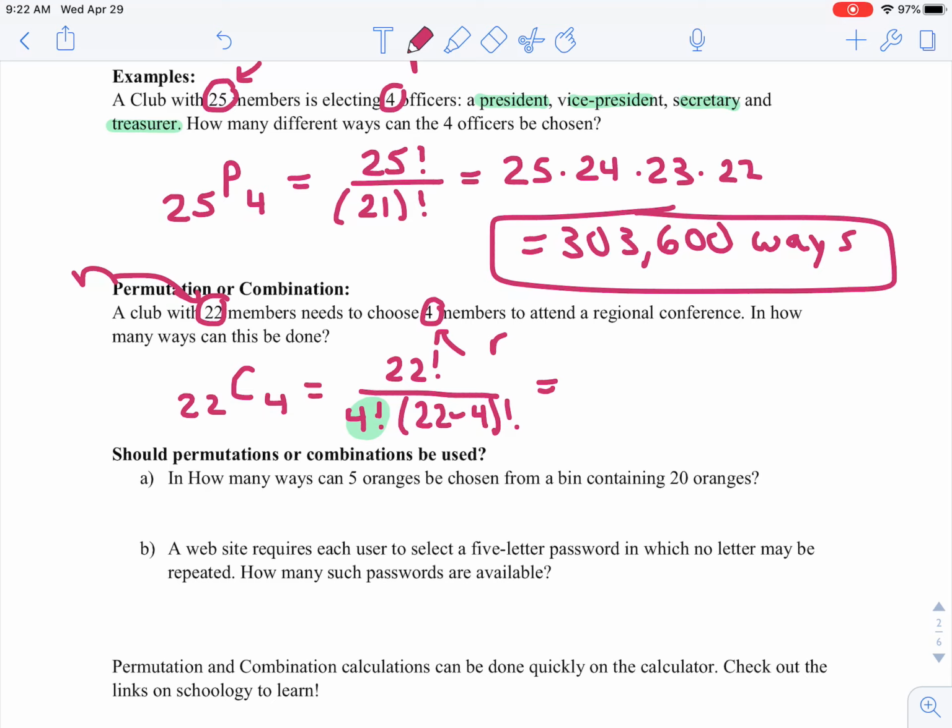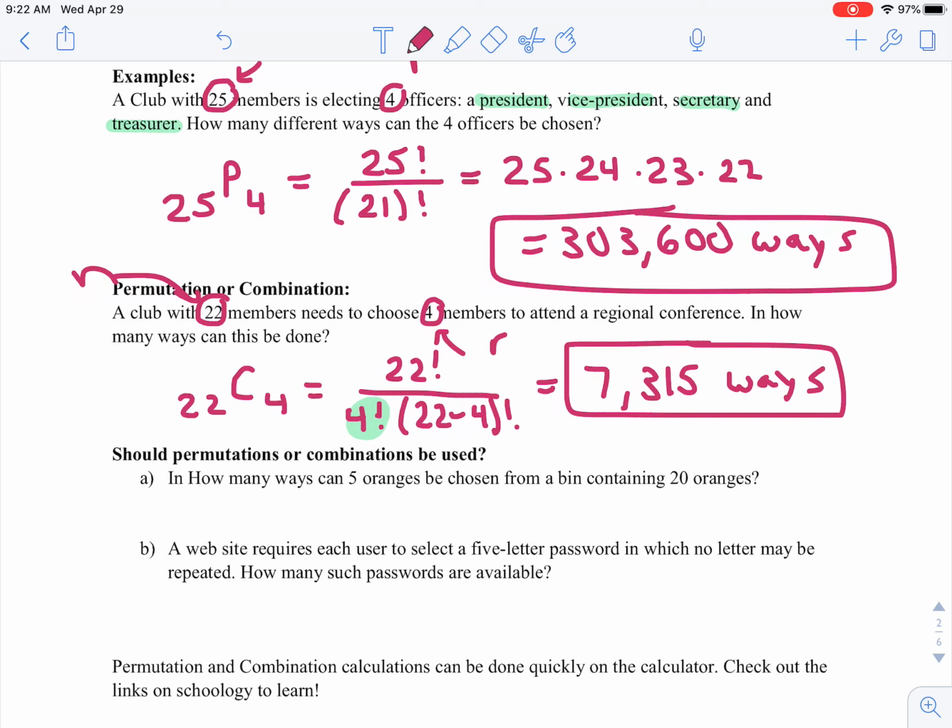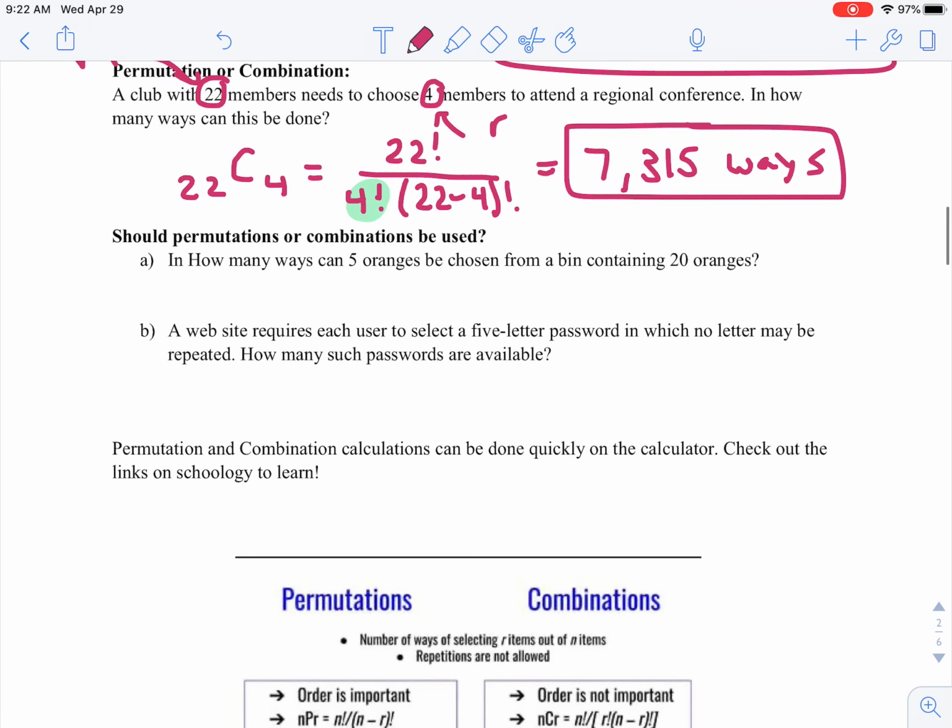So again, if you go ahead and use your calculator to use your combinations, calculating these isn't difficult. It's really just deciding which one to use. And you see that there are only 7,315 ways to choose my 4 people to go to this event.